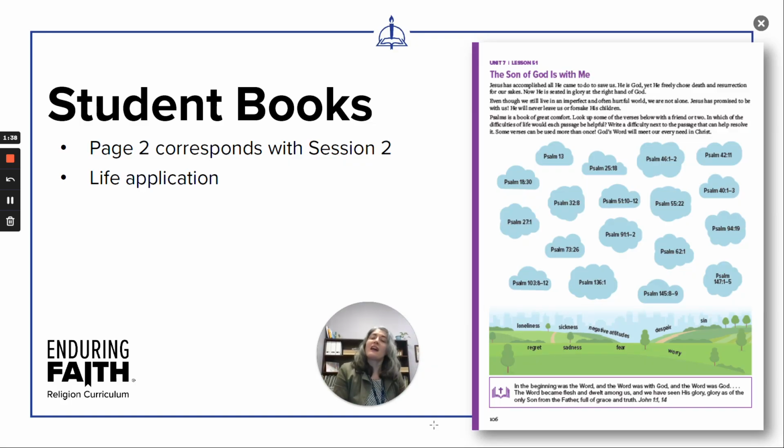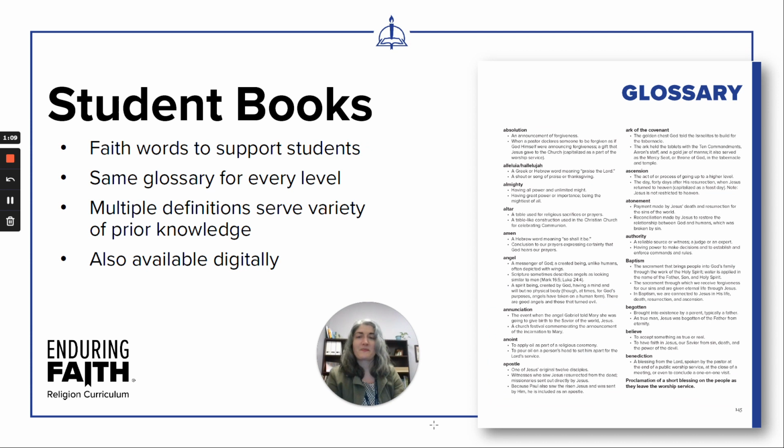You'll also see on page 2, session 2, often life application, there are going to be a lot more connections now. For example, the Transfiguration lesson talks about Psalms and how those help you through, how Jesus is with us always. So you're going to see different ways, especially in 7 and 8, how the accounts are connecting throughout the Bible and really trying to give kids tools that they can use throughout their lives.